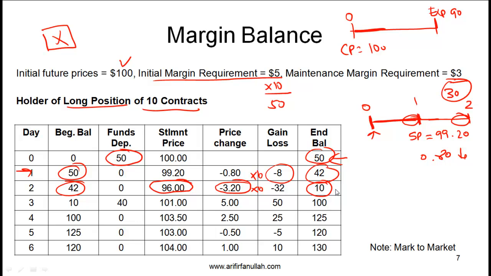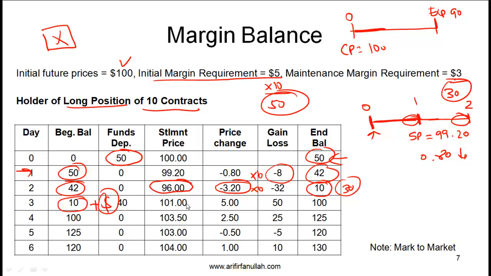So this obviously is below the maintenance margin. The maintenance margin, remember, is 30. Since your balance now, beginning of day 3, is below the maintenance margin, you need to add some money. How much must you add? You must add $40 so that you come back up to the initial margin of 50. For a 10 contract position, the money in your account needs to come back up to 50. So you add $40 and you are up to 50.